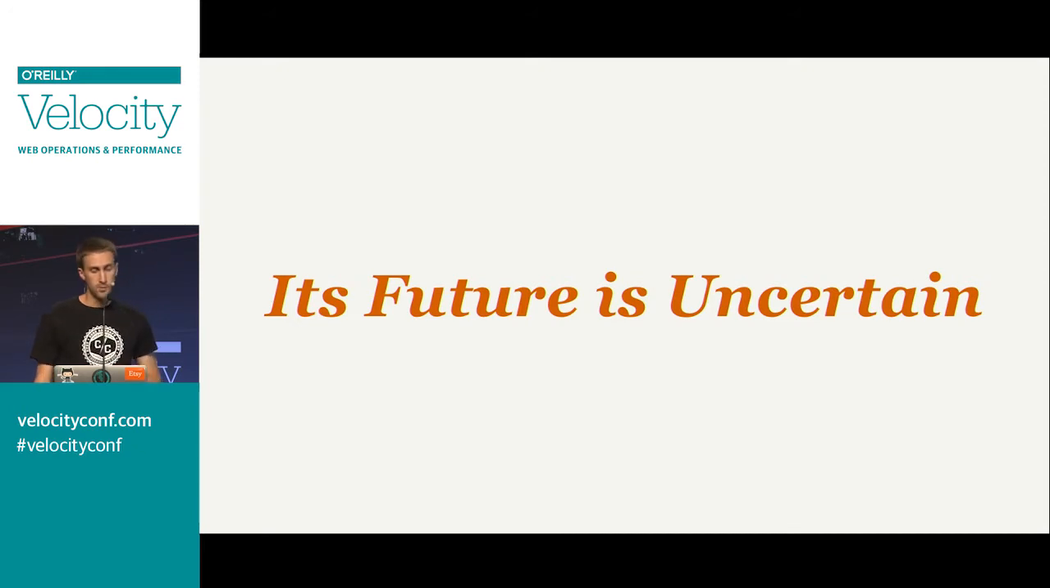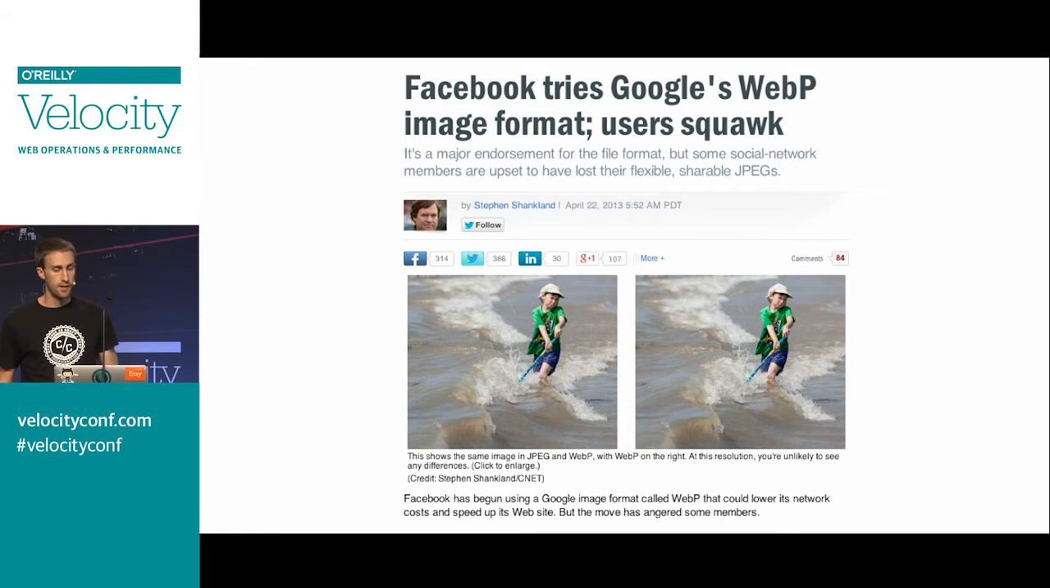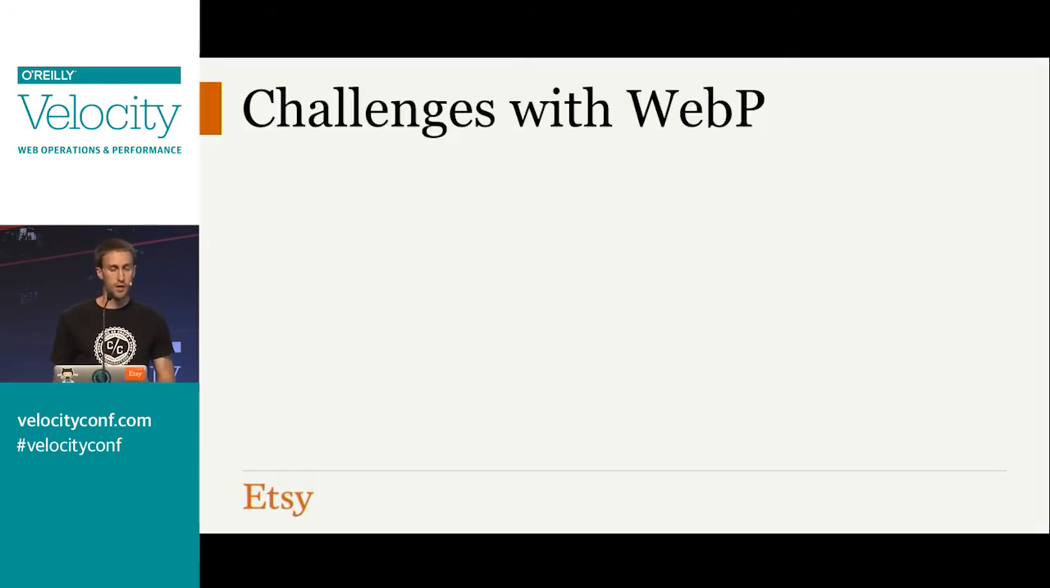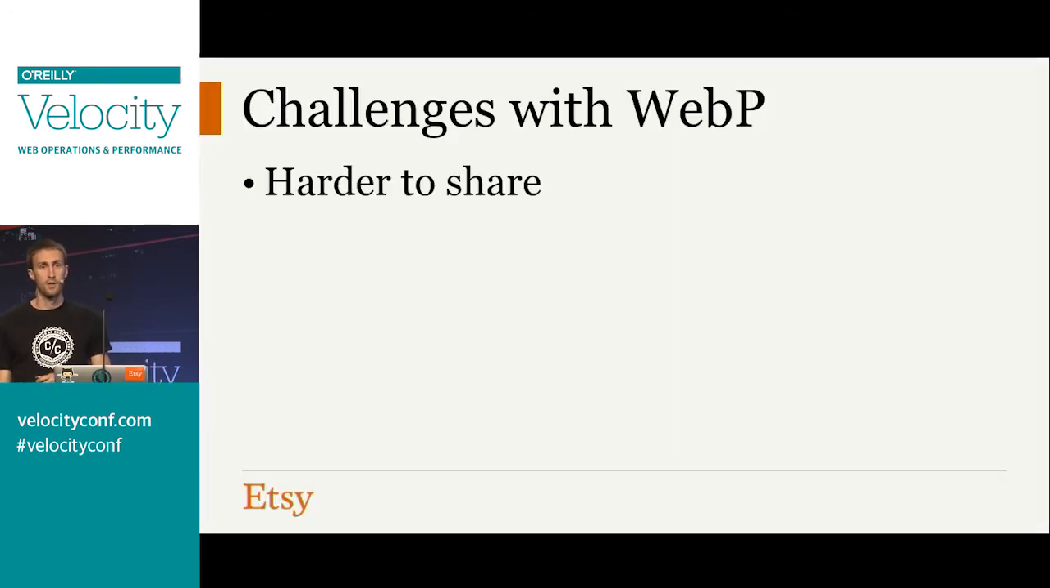A little while back, Facebook tried converting all of their images to WebP on their site. And there was a little bit of pushback. And basically what happened is the first challenge with WebP is that they're harder to share. So people would try to download these images and send them to their friends, or even send a link to their friends. And if their friends weren't using Chrome, they couldn't view the image. So that's why people were complaining about WebP on Facebook.